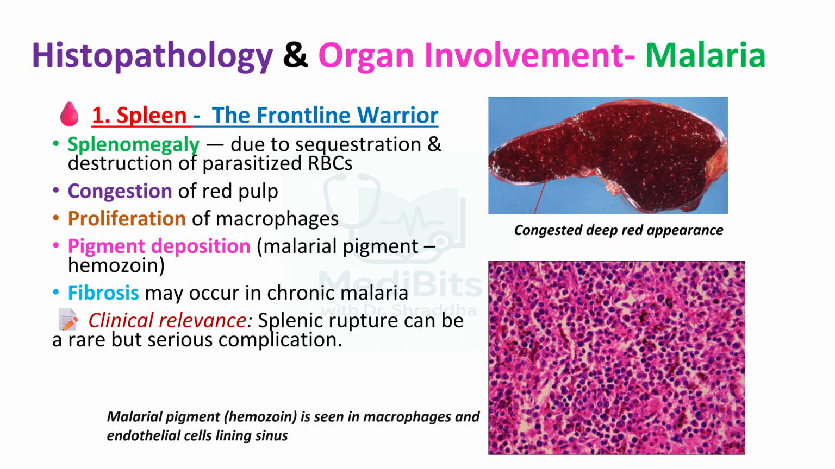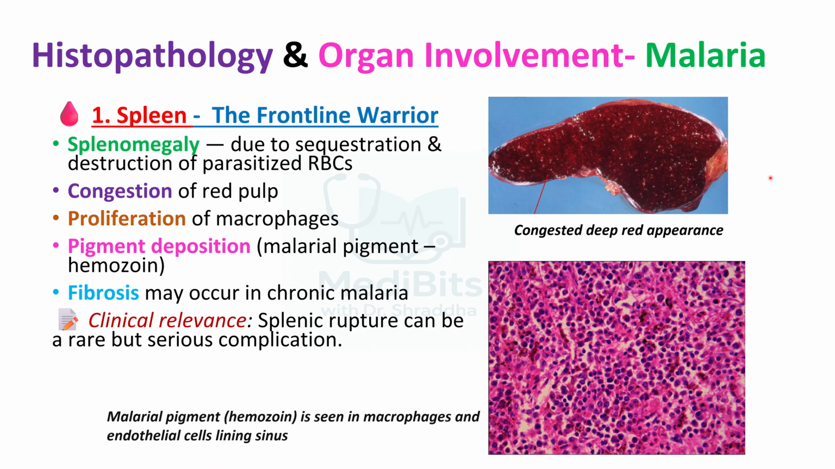Okay team, now that we have mastered the clinical features, let's go one level deeper into histopathology and organ involvement in malaria. This part is like seeing a battle between the parasite and our body under the microscope. First is spleen, which is like the security checkpoint of your blood. In malaria, it gets massively congested because it's busy filtering all those infected RBCs.